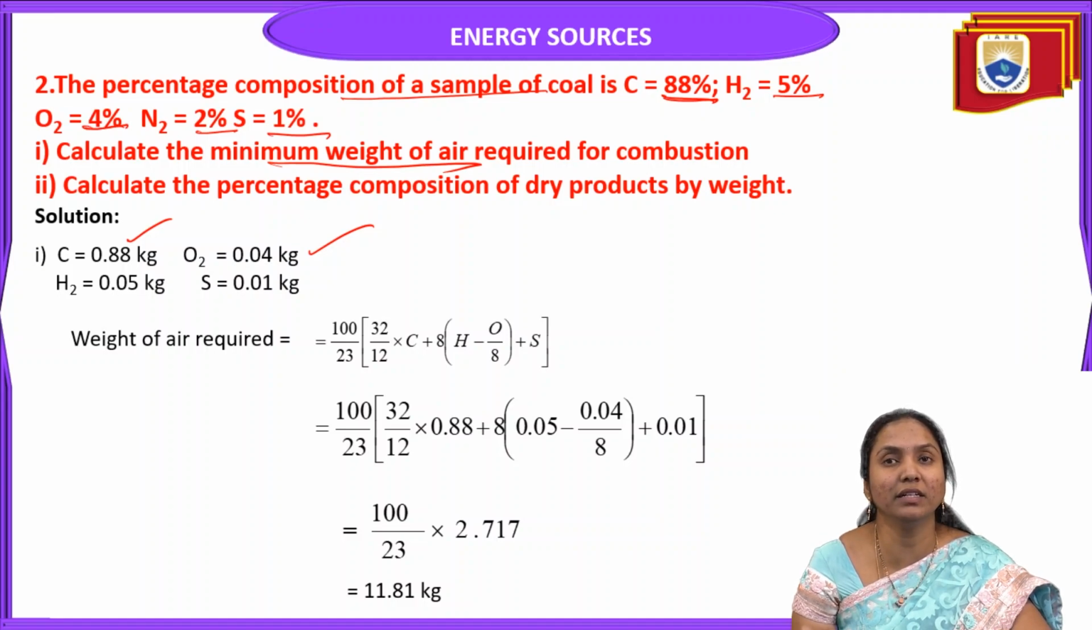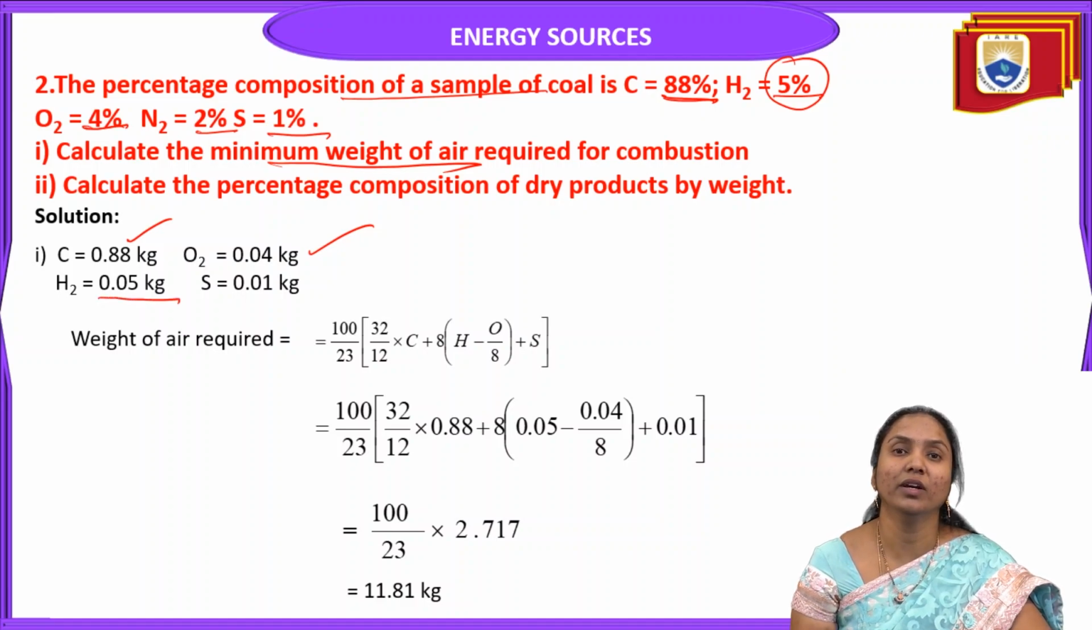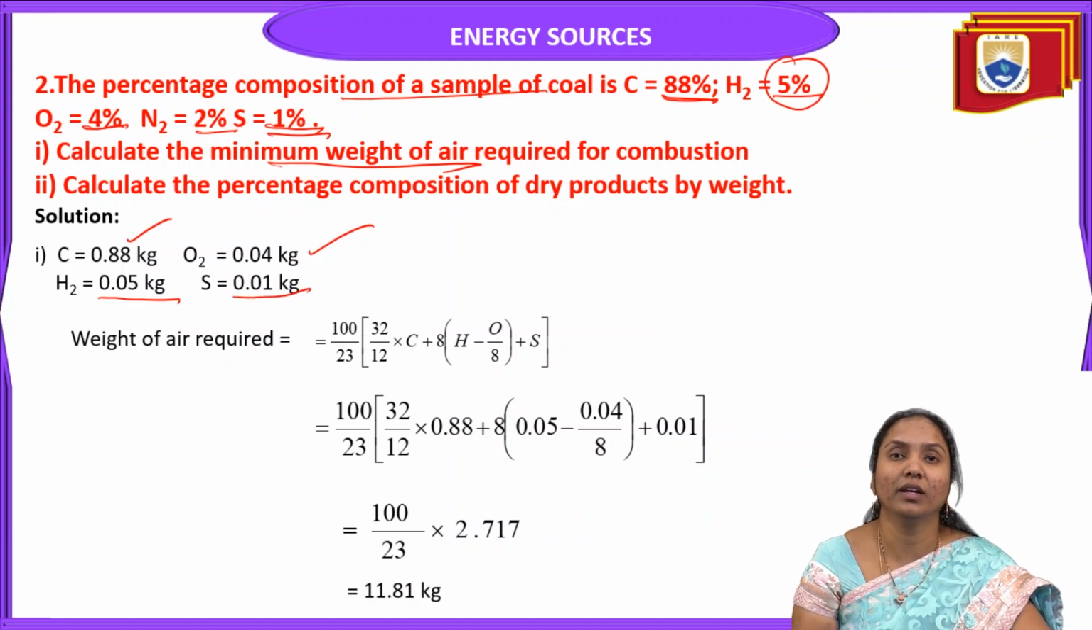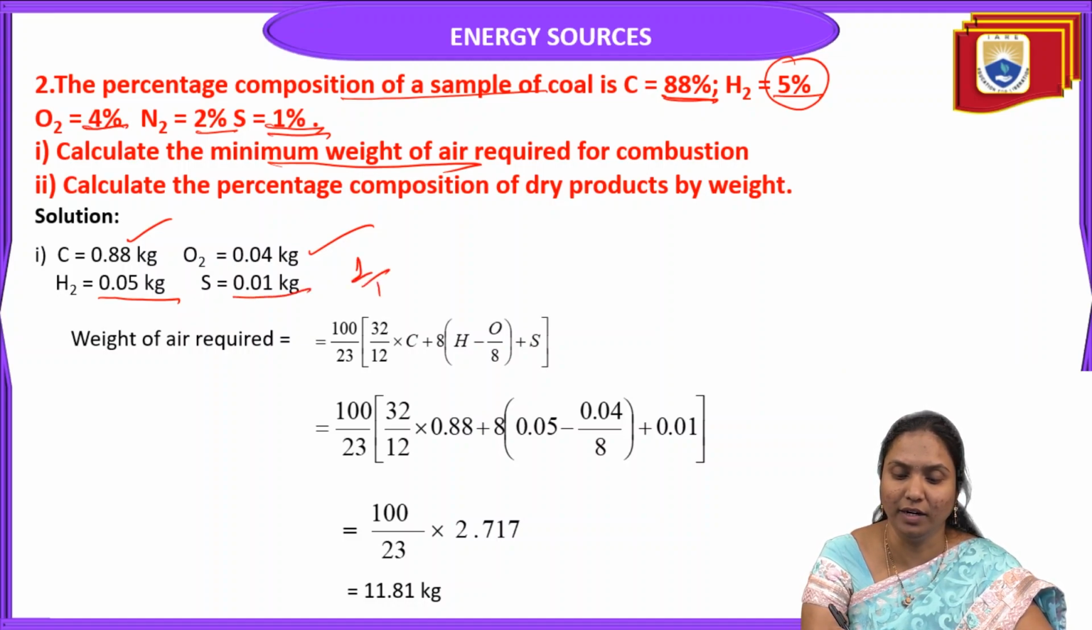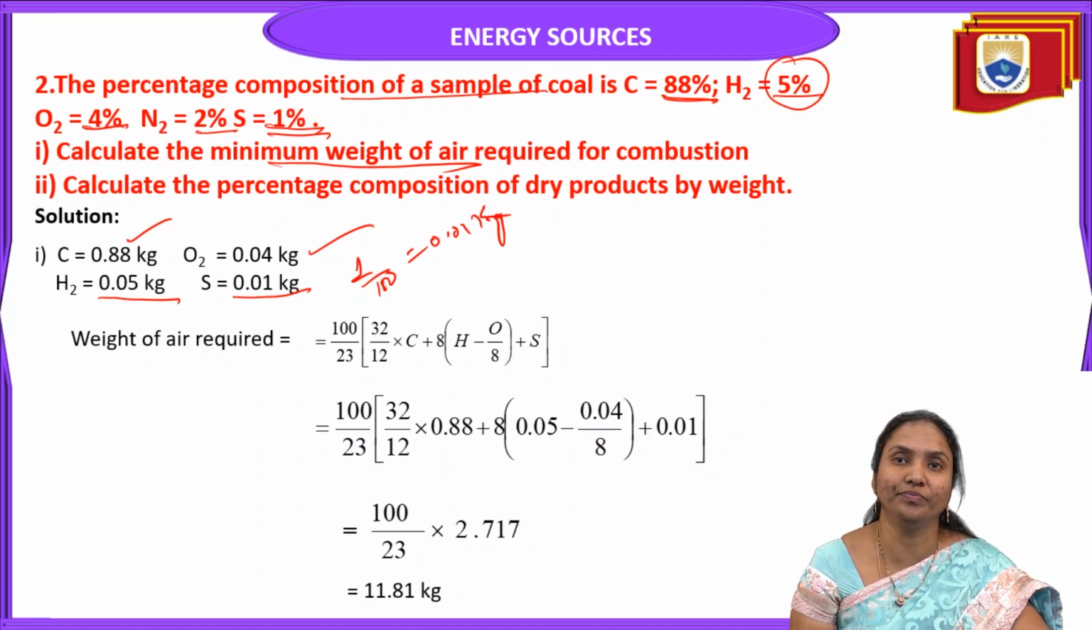And hydrogen percentage given in that problem is 5, so when we convert it into kilograms we get 0.05 kilograms. The same with sulfur, 1%, so 1 by 100 is equal to 0.01 kilograms. In this way, you can convert percentage to kilograms. Next, we'll calculate the weight of air required.